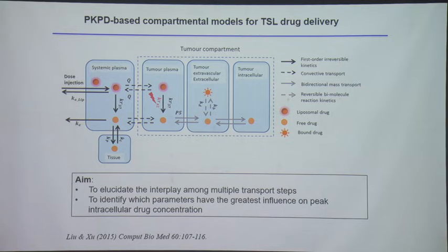For example, you start with a chemotherapy drug, so there is a dose injected. Here are a few symbols because we are building a compartmental model for thermosensitive liposome drug delivery. So the liposome drugs are these symbols. They're injected into the system through intravenous injection, and they can also get eliminated by the body through the system. And then they can release part of the drug. So this is the chemotherapy drug.